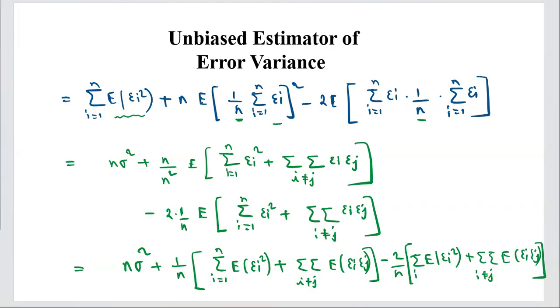Now, what can you say about this particular term? Can you say something about this term? Yes, this will be 0. Why 0? Due to the non-autocorrelation assumption.